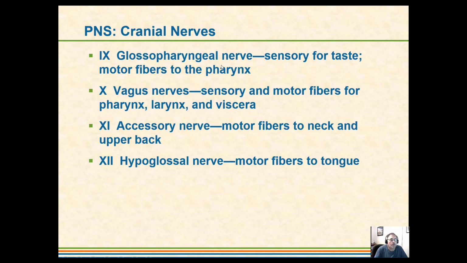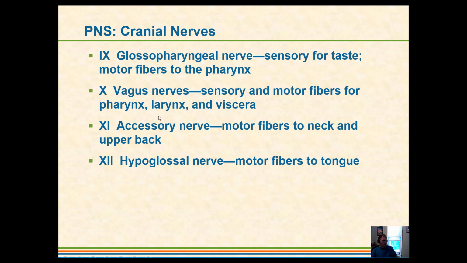We have the glossopharyngeal nerve, which is sensory for taste and has fibers to the pharynx associated with swallowing. We have the vagus nerve, and that's sensory and motor nerves to the pharynx, the larynx, and the viscera.